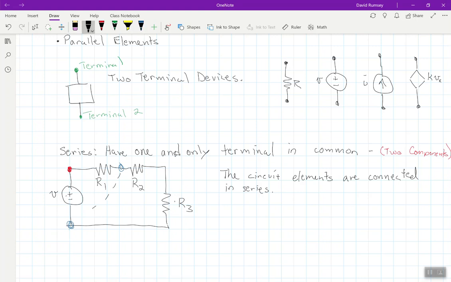I mean, this will be silly, but if I put a wire here, actually I'll draw it in, then those terminals, those devices would no longer be in series, and of course the circuit would be completely different. So let me erase those here.